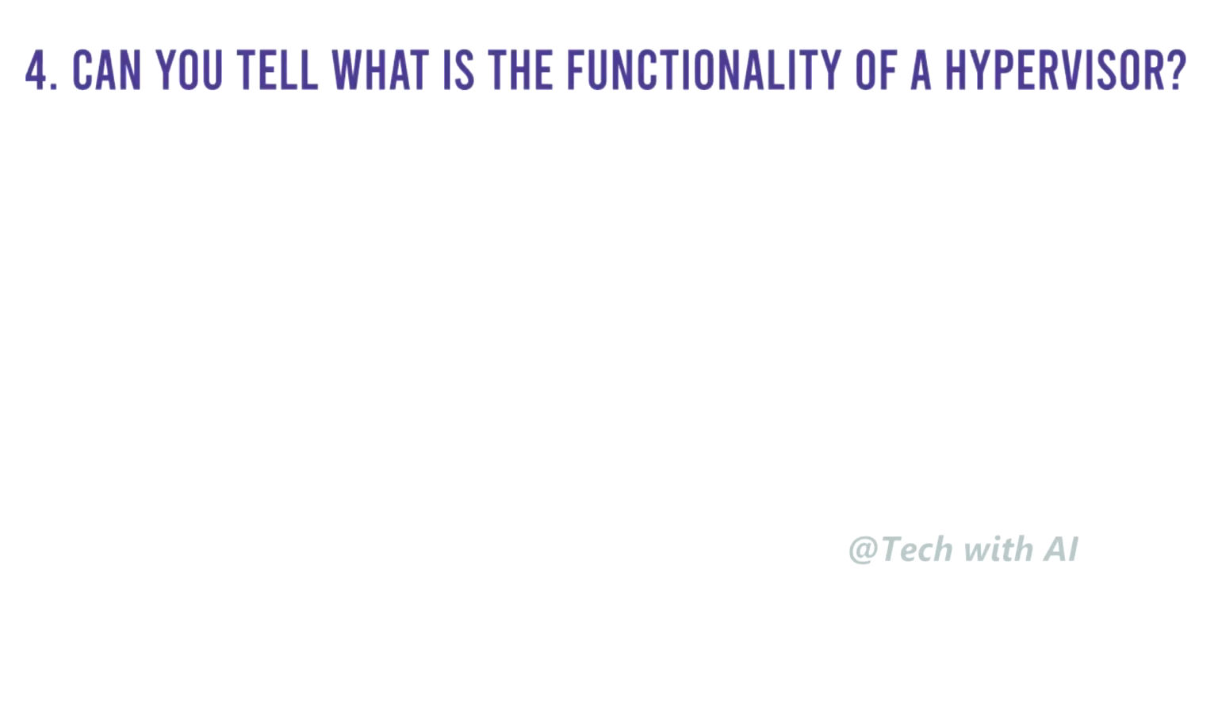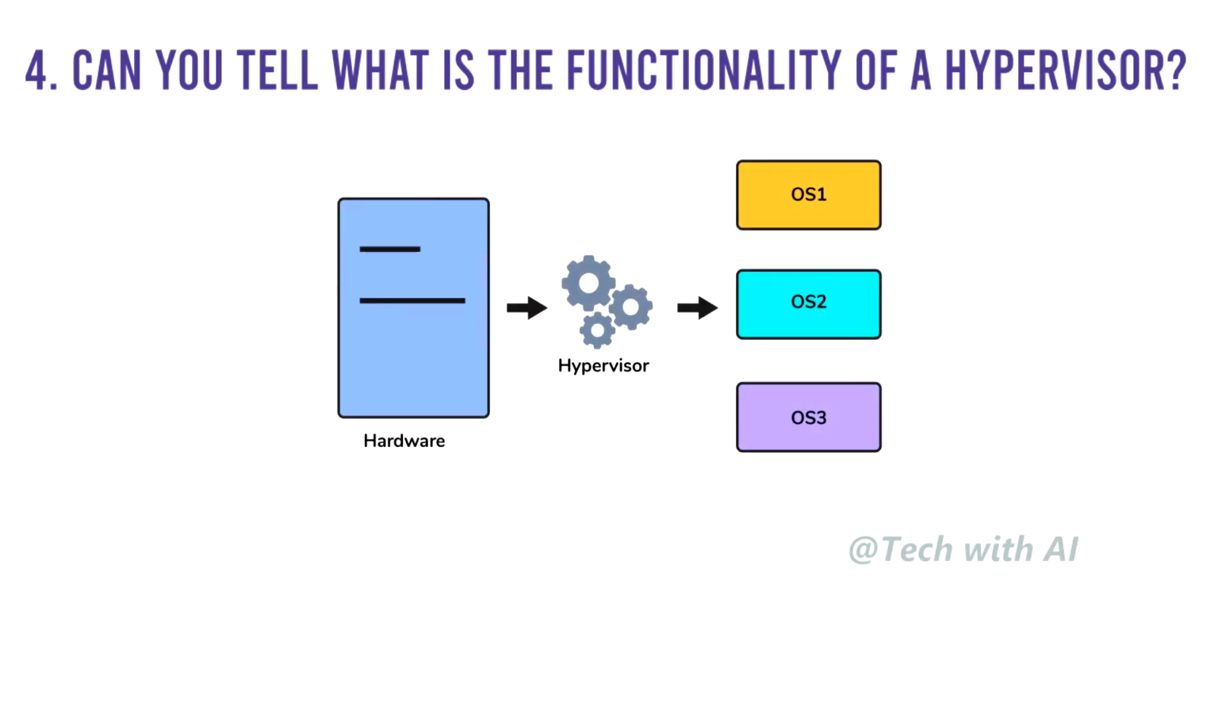Can you tell what is the functionality of a hypervisor? A hypervisor is a software that makes virtualization happen, because of which it is sometimes referred to as the virtual machine monitor. This divides the resources of the host system and allocates them to each guest environment installed. This means that multiple OS can be installed on a single host system.